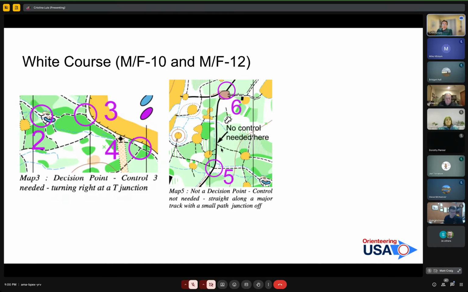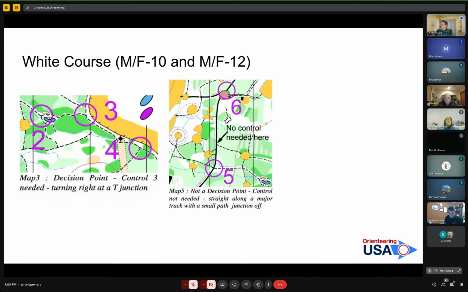Here's an example of a place where there's a junction or a crossing. We have a stream crossing here. We have these little trails coming in, but this is a road, and we don't expect a white course runner to turn off. I think there are a lot of kids who wouldn't even notice that there are trails on the side, right? They're just going to run right past it. So you don't need a control in things like this, because they're just going to keep going until they get to something.